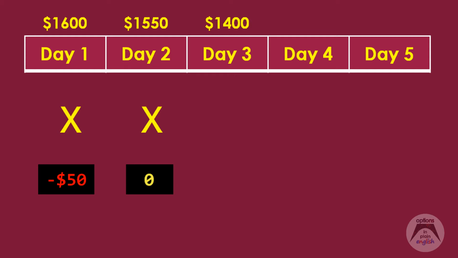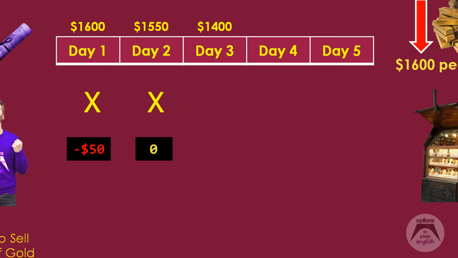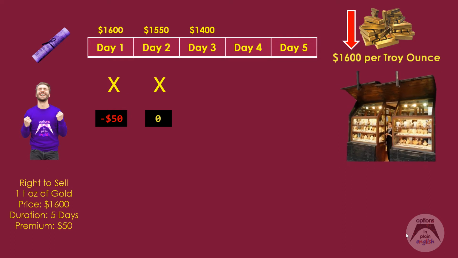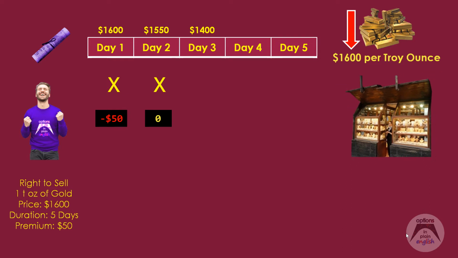On day 3, price goes down to $1,400. So now he decides that he's going to exercise his contract because now the price went down for a considerable amount. So the trader buys the gold for $1,400, and then he uses his contract. So he exercises his contract so that he can sell it to the jeweler for $1,600, thereby profiting by $200.